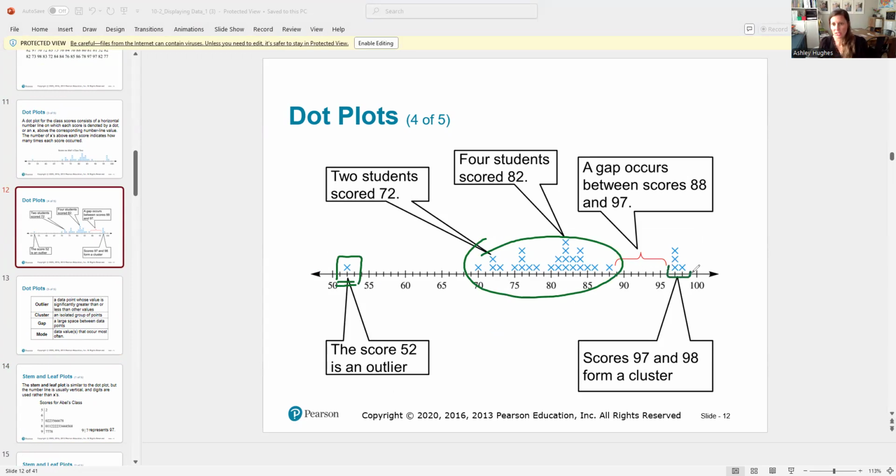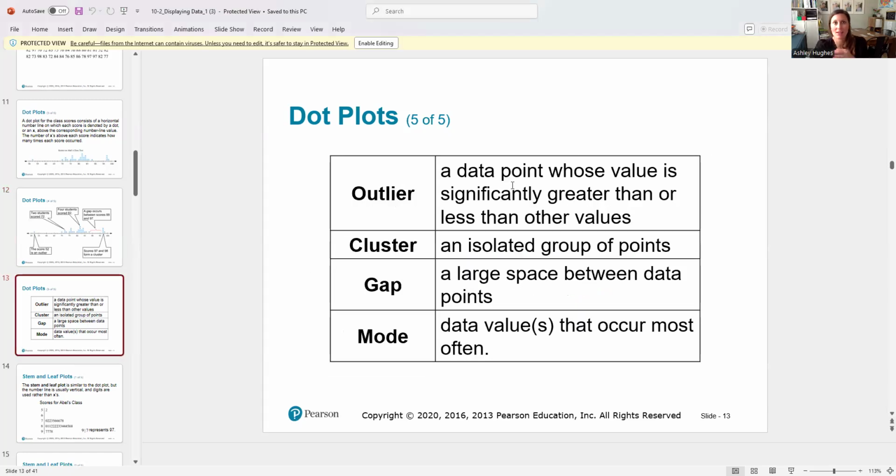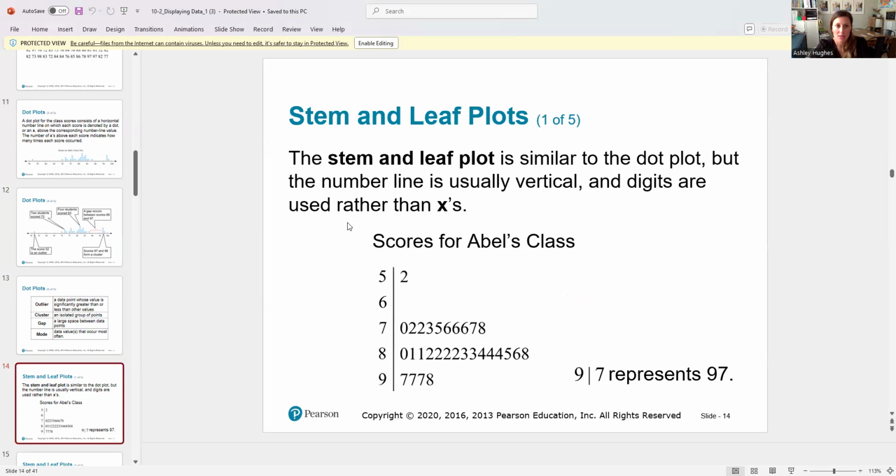This is called a cluster because we have this gap here, but then we have this group together, and then we have those on the other end. So that's kind of explaining those terms. An outlier is one that's outside of the data. A cluster is isolated groups of points. Then there's the gap, and the word mode is the one that occurs most frequently.